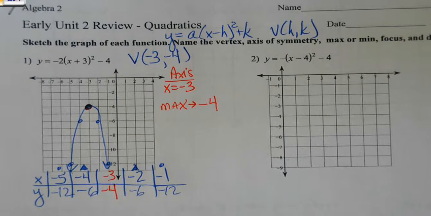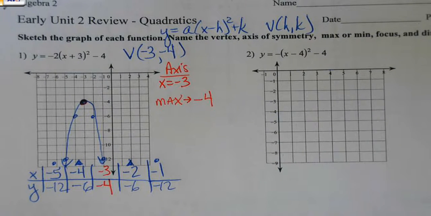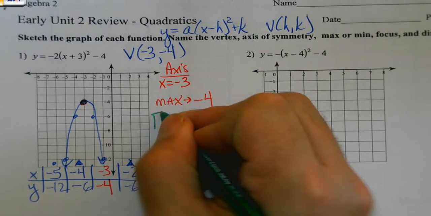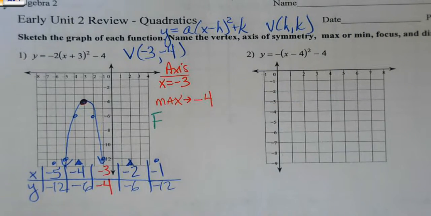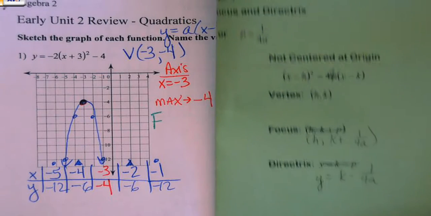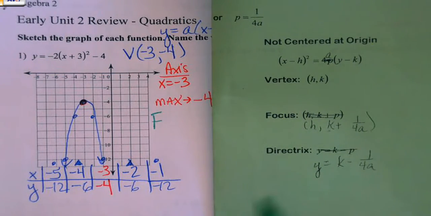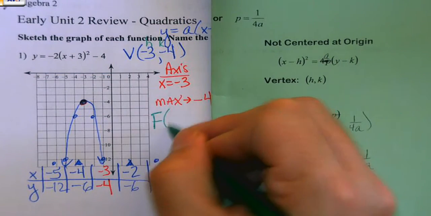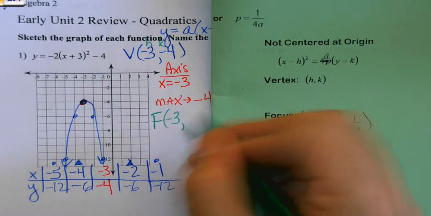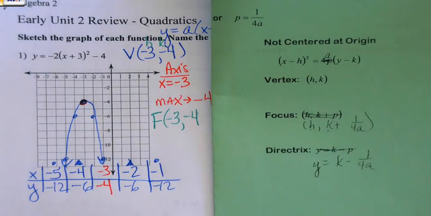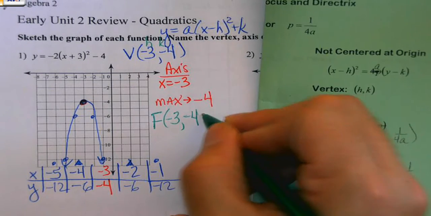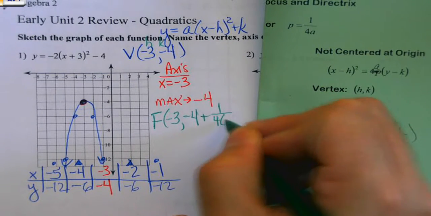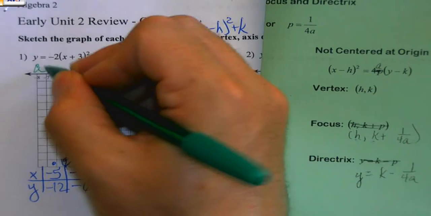And then focus and directrix. So, what a jerk of a teacher asking for all this stuff. Once I get that down, we're to our focus. My vertex is not at the origin. So I look, and focus: H and K are in my vertex. So -3, -4, plus 1 over 4a. And my a value is -2.